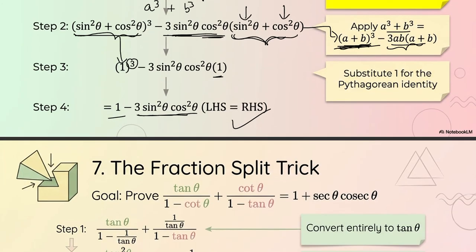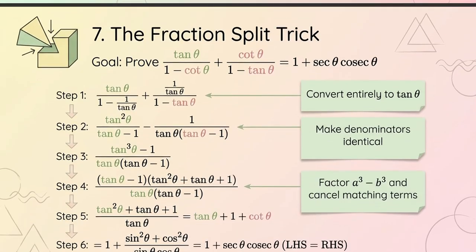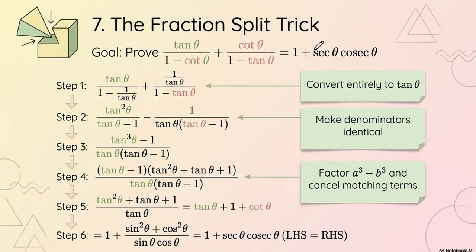Look at the next proof. The fraction split. In the LHS it is given tan theta upon 1 minus cot theta plus cot theta upon 1 minus tan theta. We wanted the answer in terms of sec and cosec. So we'll convert this cot theta in terms of tan theta everywhere. Here cot is there, we'll write 1 upon tan theta. Here also cot is there, we'll write 1 upon tan theta.